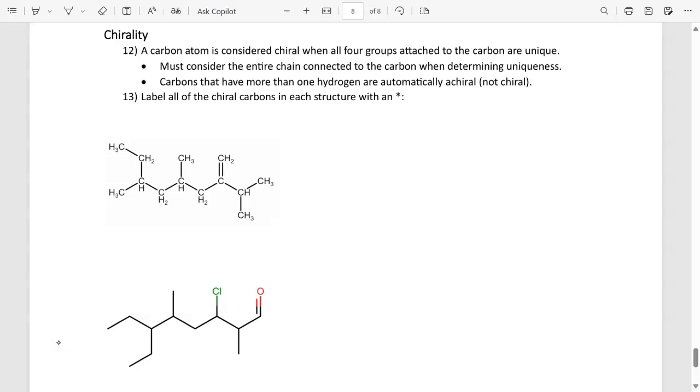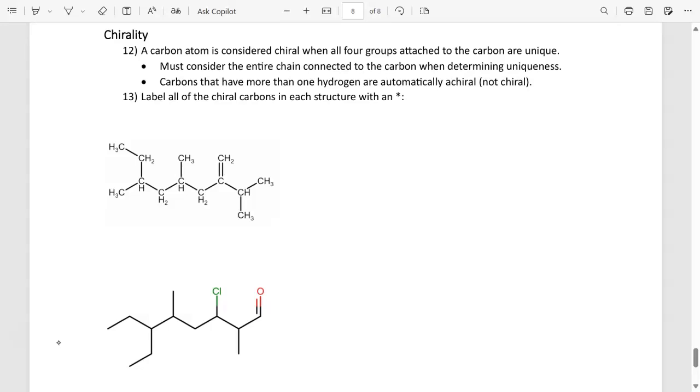This video is all about chirality. So, for a carbon to be considered chiral, you have to have all four groups attached to it be unique. So when we're talking about whether or not the chain coming off of the carbon is unique, we have to consider the entire chain, not just what is directly connected to the carbon. And we'll see some examples in a moment.